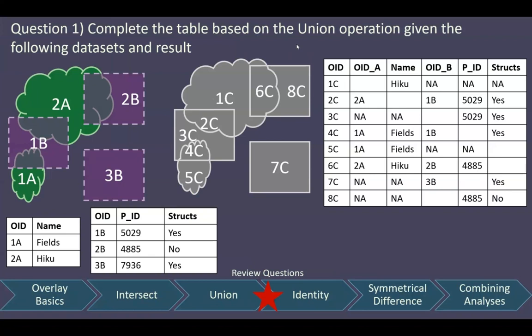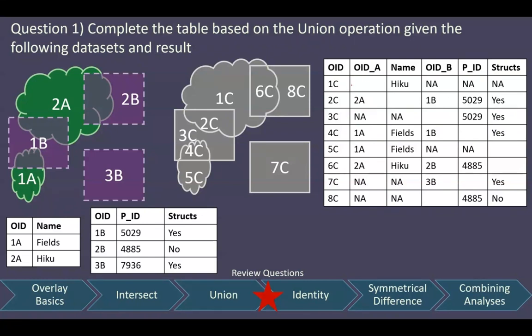Okay, so let's go ahead and work through this together. So you can see here that we have two data sets. We have the sort of green cloud-shaped ones, and we have the purple boxes. And then the results, because we did union, we've kept all of the geometry, even this one down here that had no overlap at all. And so we're going to do the exact same thing we did before. So let's start and work top to bottom, left to right.